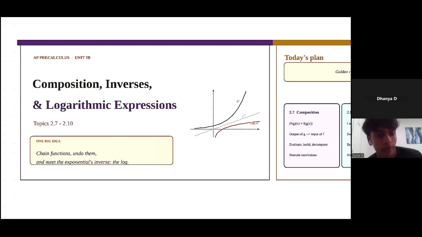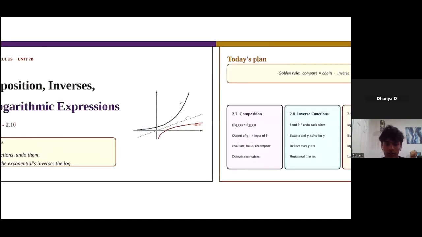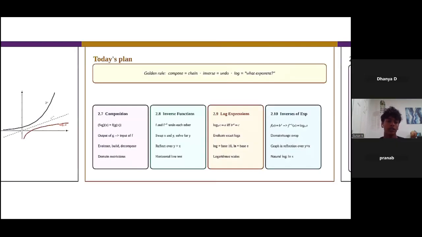All right, today we're going to be looking at topics 2.7 to 2.10: composition, inverses, and logs. So 2.7, 2.8, 2.9, and 2.10. We're going to have the composition of functions, then the inverse of functions, and then log expressions, and then inverse of exponents, which is log expression. So it's just kind of going deeper on that.